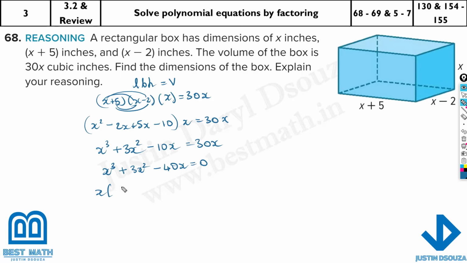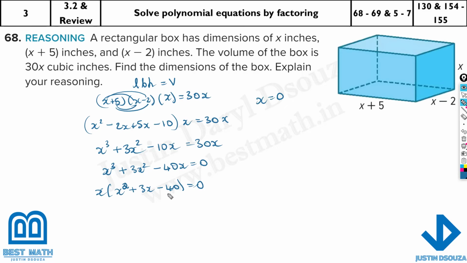Let's remove x outside. It'll be x squared plus 3x minus 40, that is equal to 0. So now there are two terms multiplying to equal 0. Okay, this is not x cubed, it's x squared, because x is removed out. Why did we do this? We got the right side equal to 0 now. And now what we can say is either this is equal to 0 or this term is equal to 0. So one of the solutions is x equals 0.